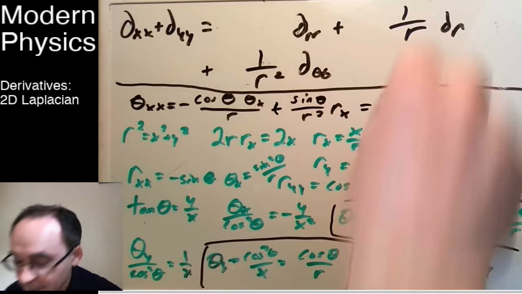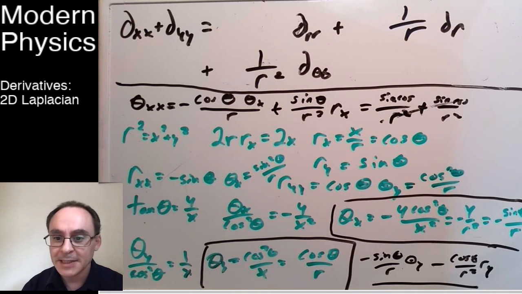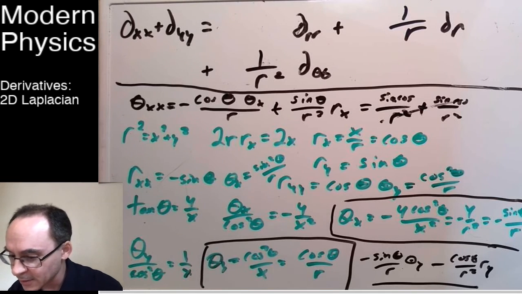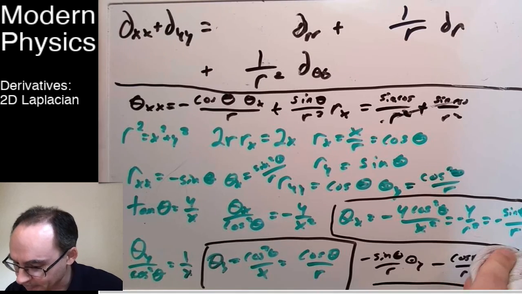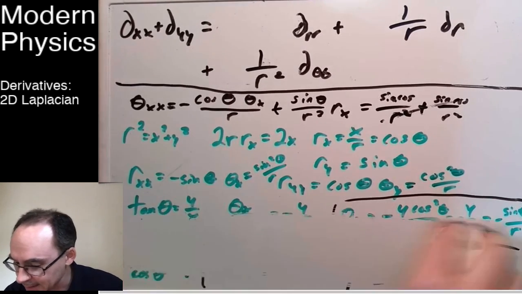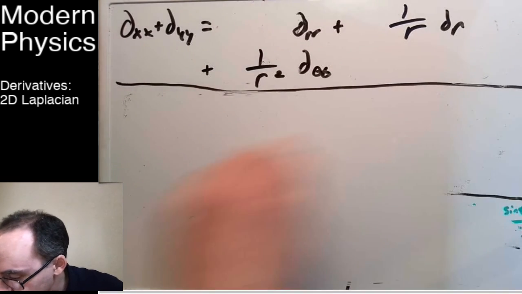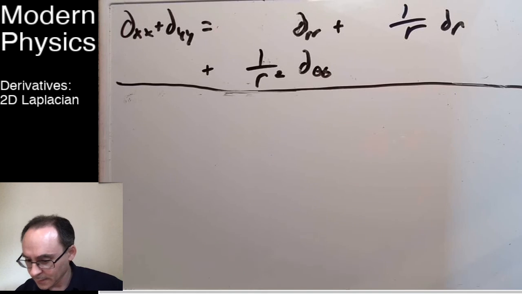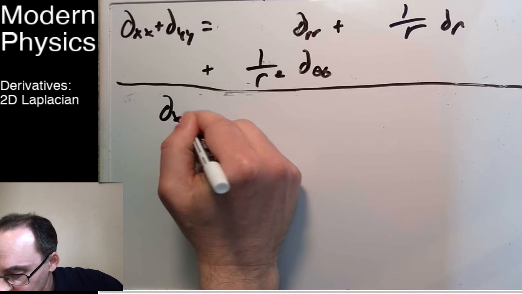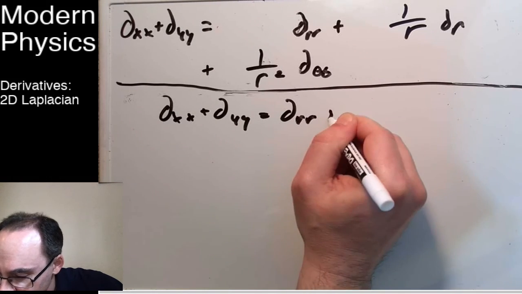So you can see, it's a bit of bookkeeping, and even though I practiced this before I made the video, I still managed to make one little mistake there at the end. But it's a bit of work, but we finally did it. We found that this, what's called the Laplacian in 2 dimensions, this second derivative, dxx plus dyy, is just equal to this.